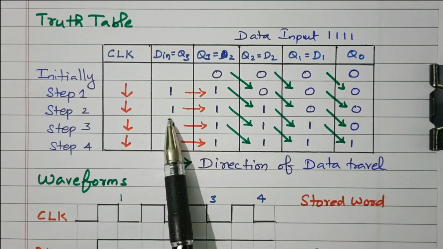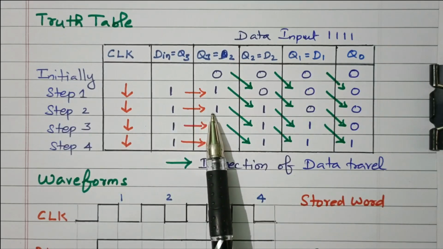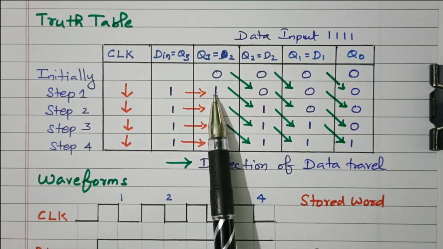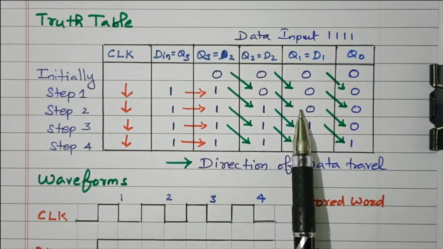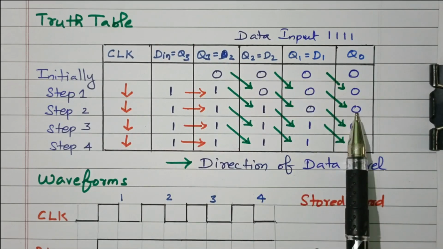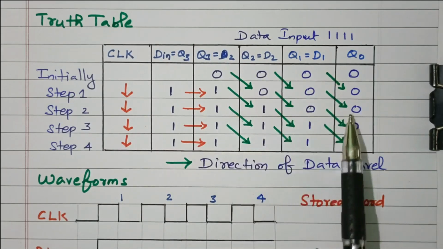In step 2, one more 1 is applied. So that will go to Q3. What is already available in Q3 will go to Q2. This D2 will go to D1. D1 will go to D0. So it becomes 1, 1, 0, 0.